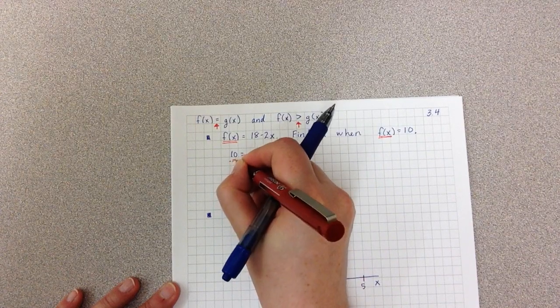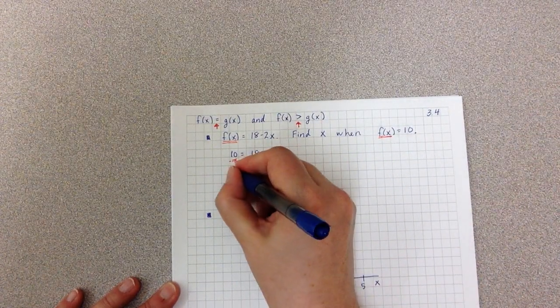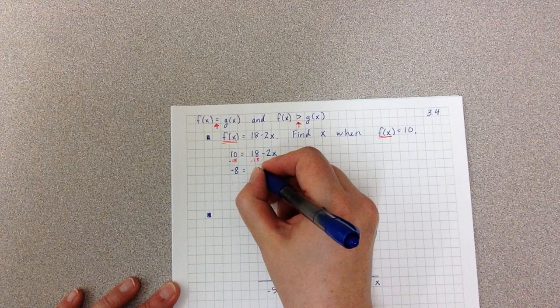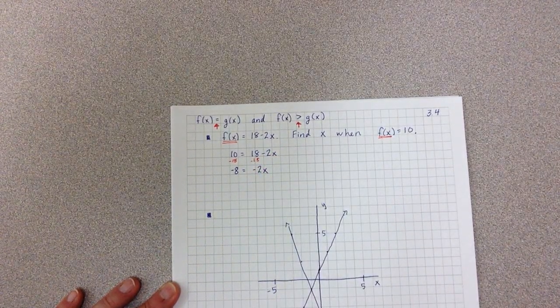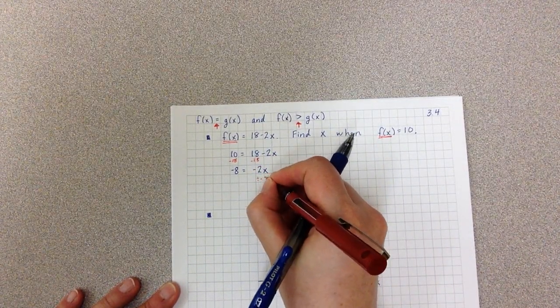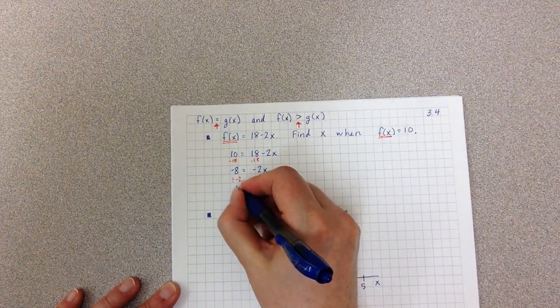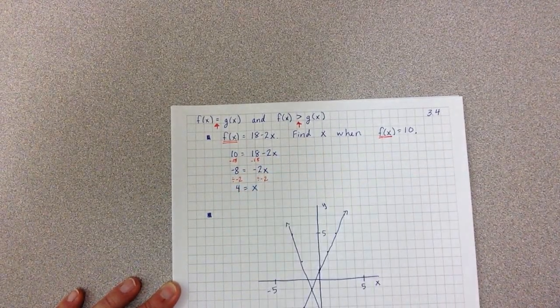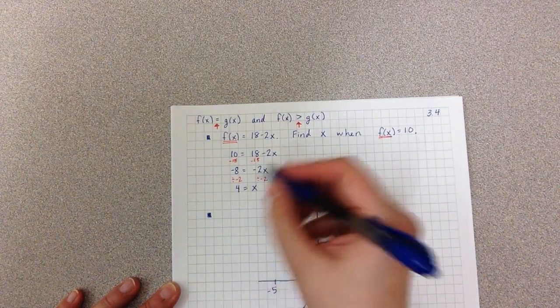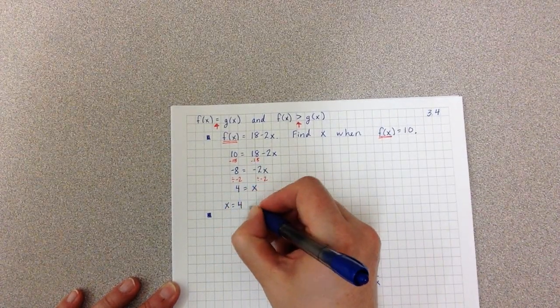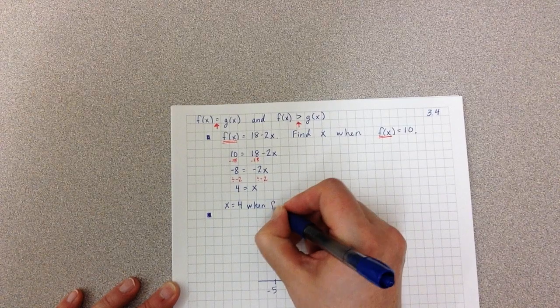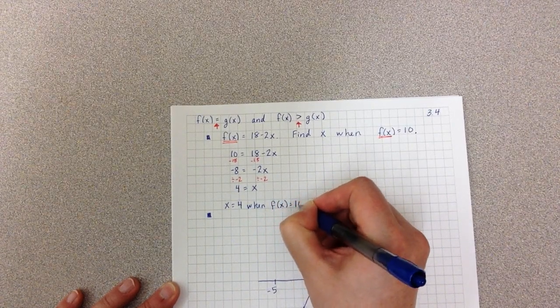Subtract 18 on both sides. Divide both sides by -2. So we can say x equals 4 when f of x equals 10.